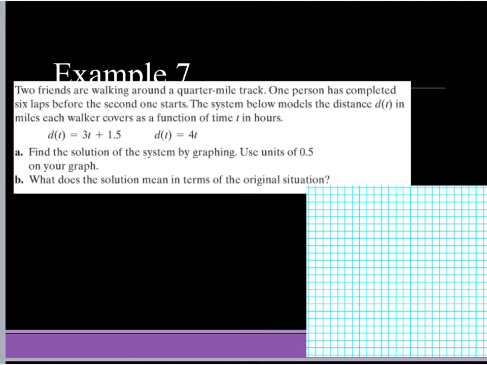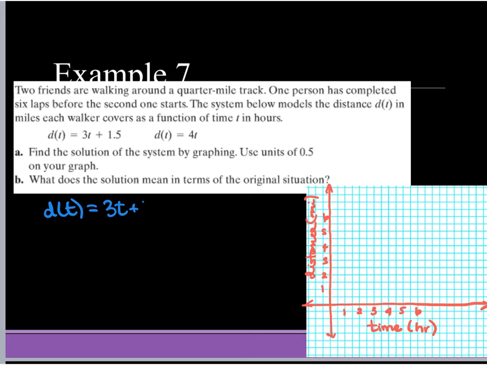So I'm going to go ahead and get my graph set up first. And my equation d of t equals 3t plus 1.5 is going to be represented in the blue. So I'm going to start out at 1.5, and I'm going to go up 3, so that's 1, 2, 3, and over 1. So I'm going to go ahead and connect those 2 points.